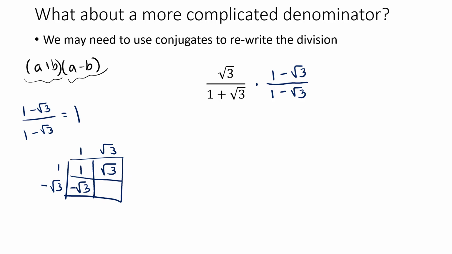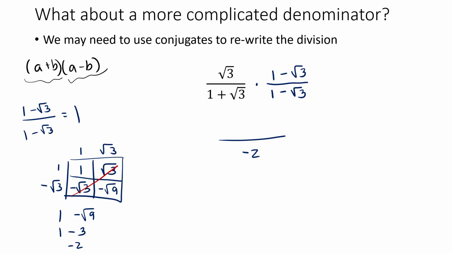And negative root 3 times root 3 is negative root 9. Notice that the middle terms cancel each other out. That's what we were going for. And then the last term, because you are essentially squaring it, would be 1 minus the square root of 9, but the square root of 9 is 3. So all of that becomes negative 2. And so my denominator has been rationalized. I have gotten it to a rational number, which is the negative 2.